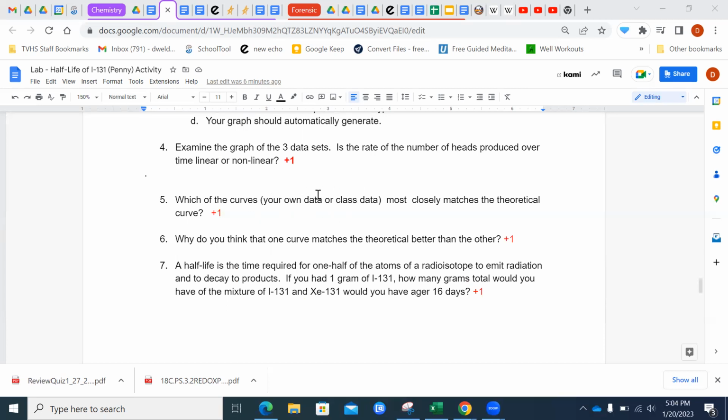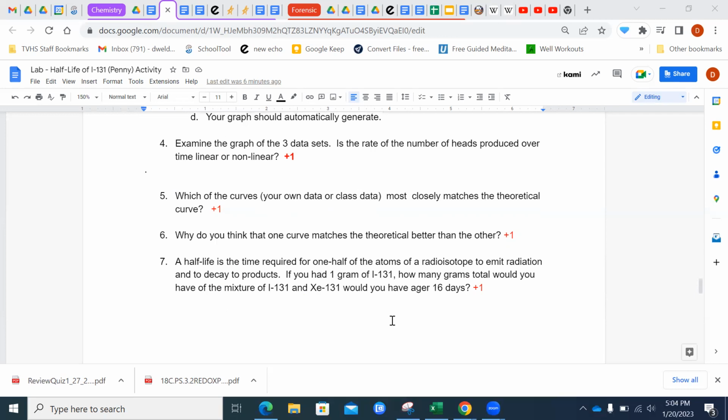So I want you to look at your own individual data that your team did and the class data, which is the average of everybody in the class and previous classes, and which most closely matches the theoretical curve, and answer why. Okay. All right.